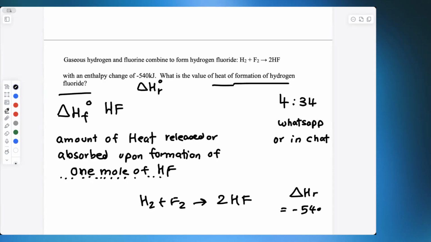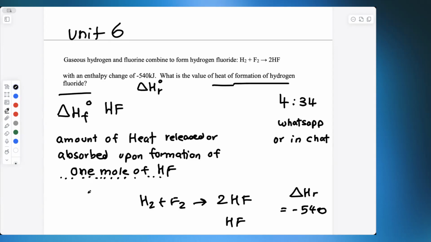And this is different, because delta H of the reaction does not tell you that it is a must to get it by 1 mole. This is only the delta H, or enthalpy change, of the reaction, which says it's not necessary to find it by moles. But in the delta H of formation, you must find it by moles. So instead of having 2 hydrogen fluoride, you need to find it for 1 hydrogen fluoride.